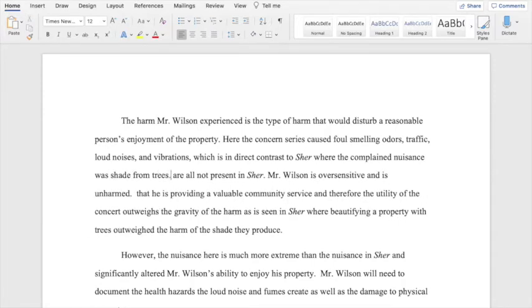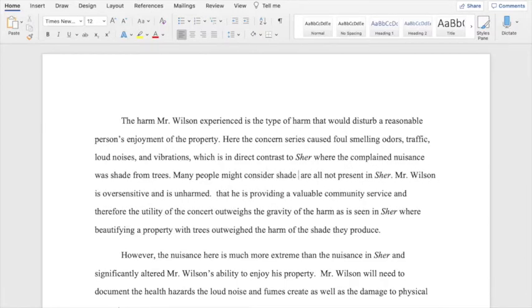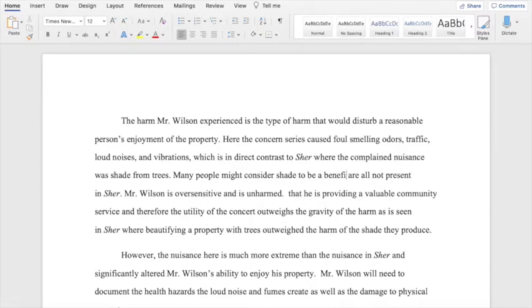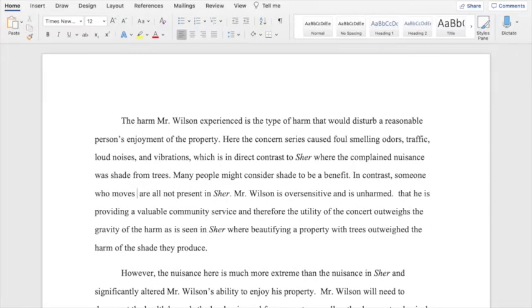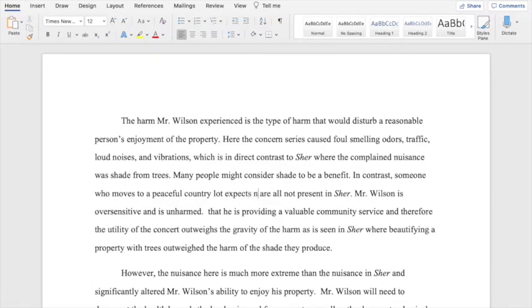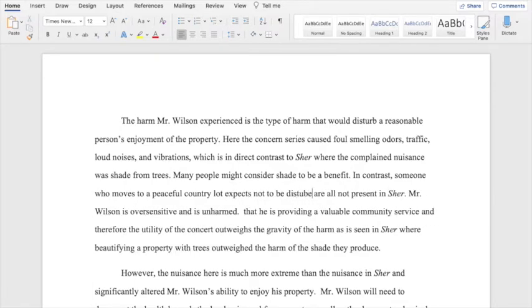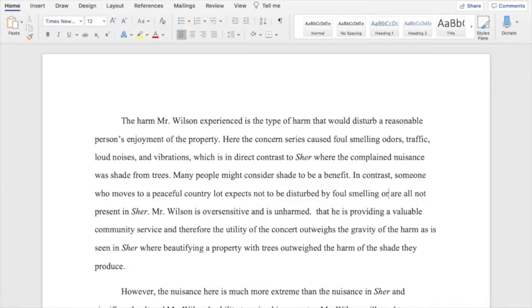Many people might consider shade to be a benefit. In contrast, someone who moves to a peaceful country lot expects not to be disturbed by foul-smelling odors. Foul-smelling odors. Your odors smell very foul.